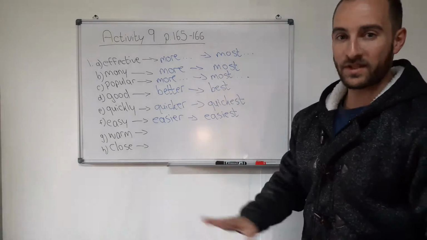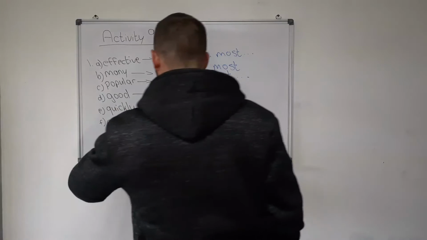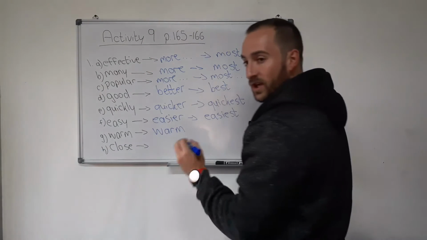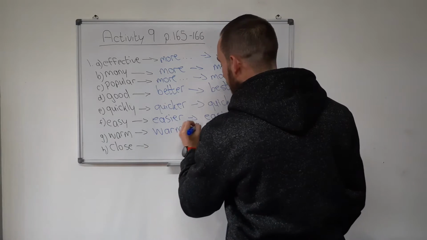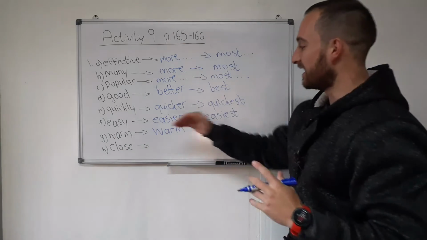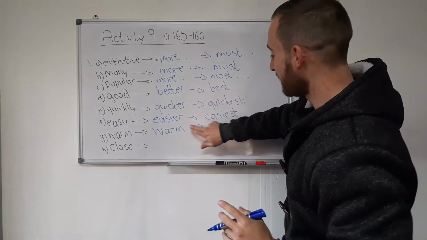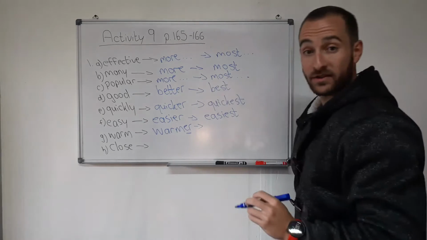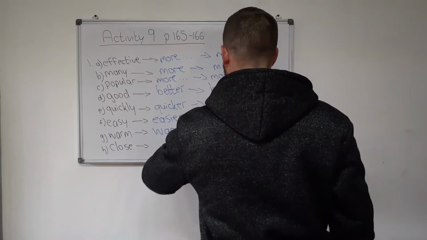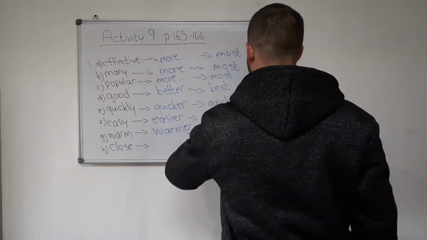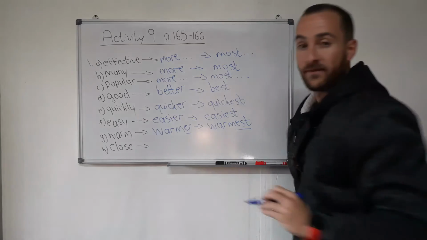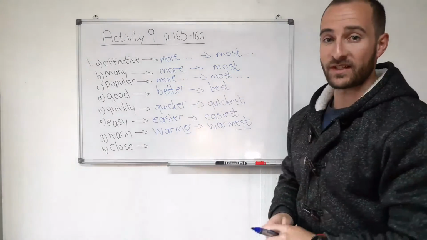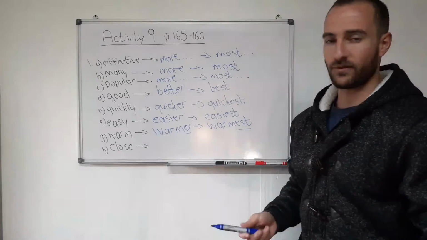Now, warm, quite a straightforward one. This is probably the more general rule. So if you don't know what's going on with your words, and you don't know how to change it, this is usually the type of change you're going to find. You're going to add an ER for your comparative form and an EST for the superlative form. So that is your general way of changing your adjectives, or the positive form at least.